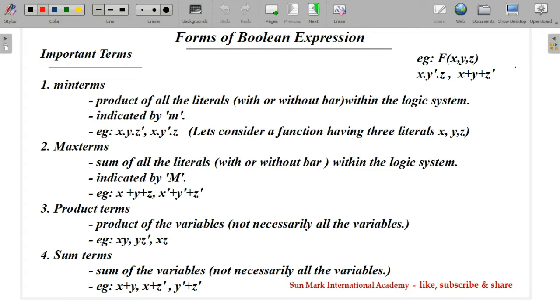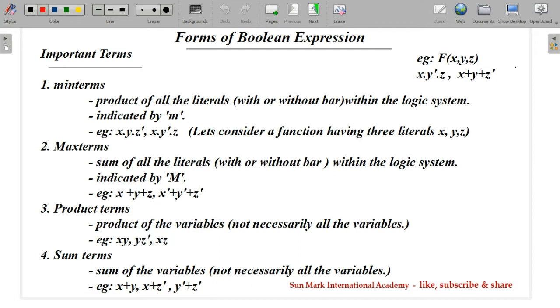In a Boolean expression, a single variable or its complement is known as a literal. So we can consider x, y dash, z. These three are literals. The same with x plus y plus z dash. These three are also literals. That means variables in a Boolean expression are known as literals.